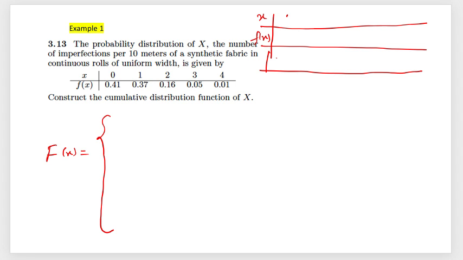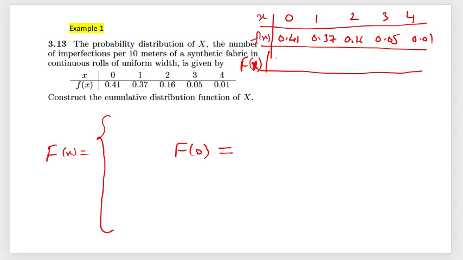This is given to me: 0, 1, 2, 3, 4. The corresponding probability is 0.41 for 0, 0.37 for 1, 0.16 for 2, 0.05, 0.01. Now in the next row, I am going to calculate the corresponding cumulative distribution. Now let's solve the first 2 cases using the definition, then things will be clear.